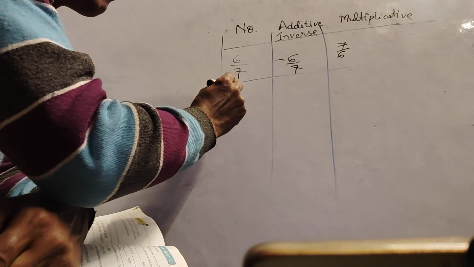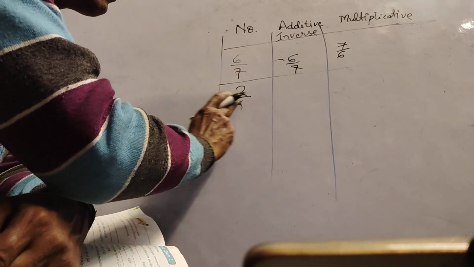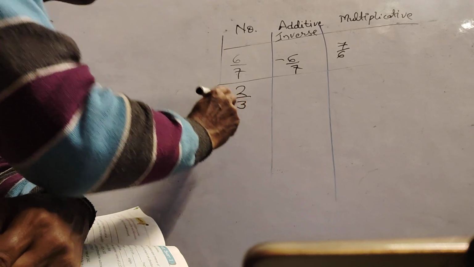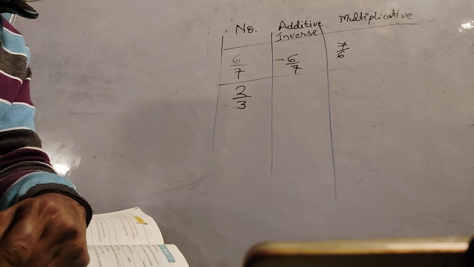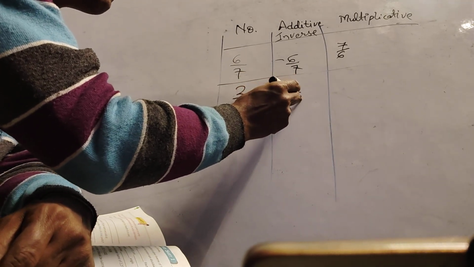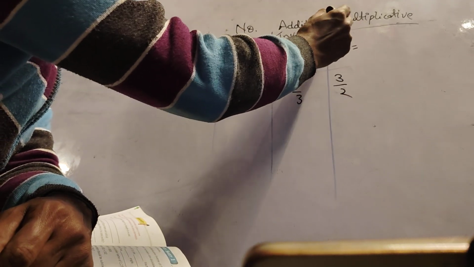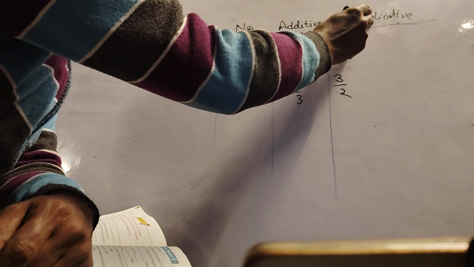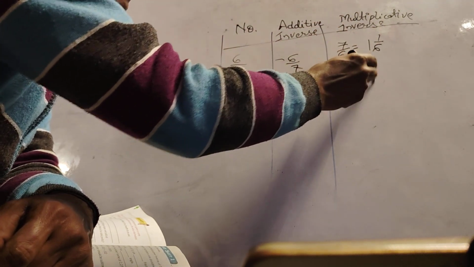Similarly, 2 over 3. Additive inverse, so that is negative 2 over 3. And multiplicative inverse would be 3 over 2. And we can say the multiplicative inverse in proper fraction, we convert to 1 complete 1 over 2.